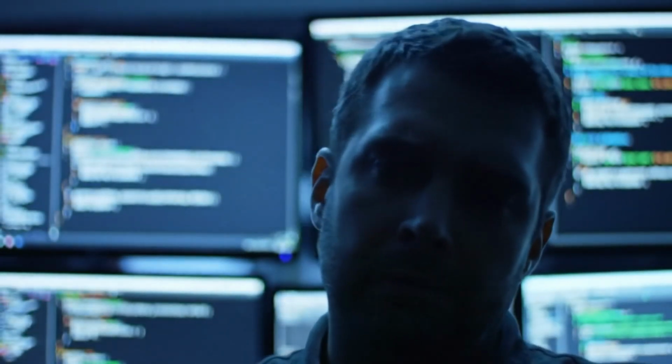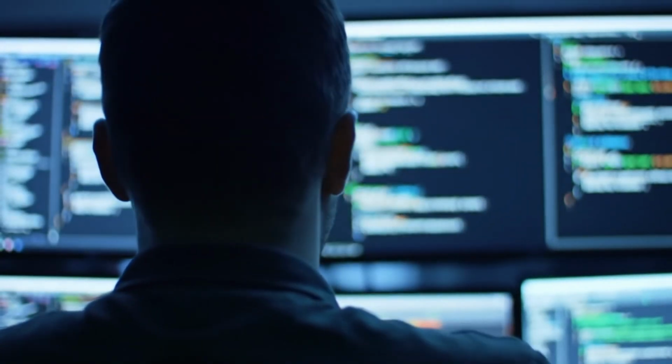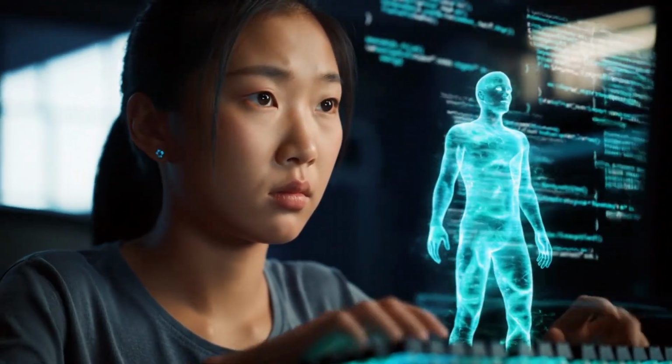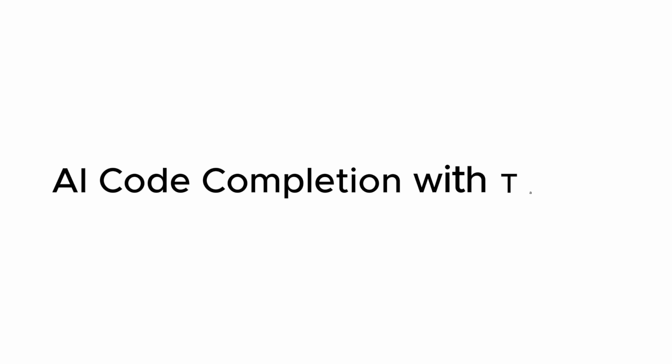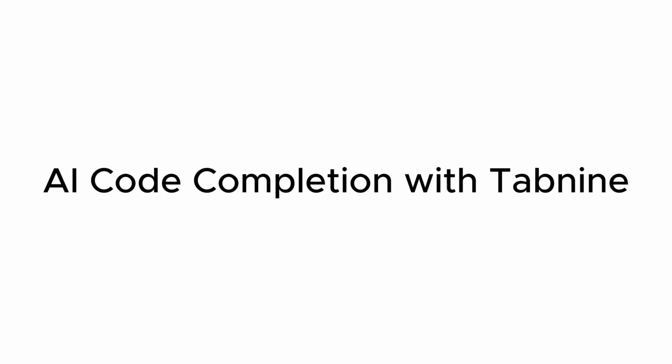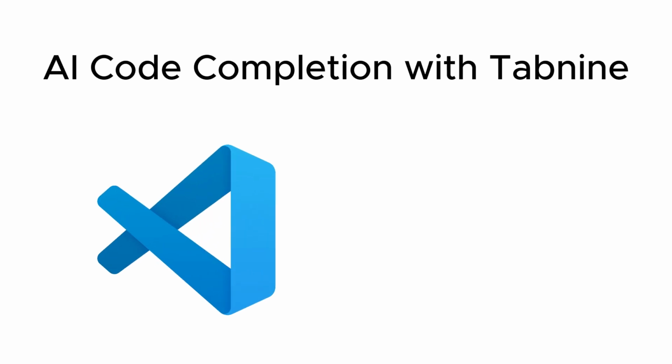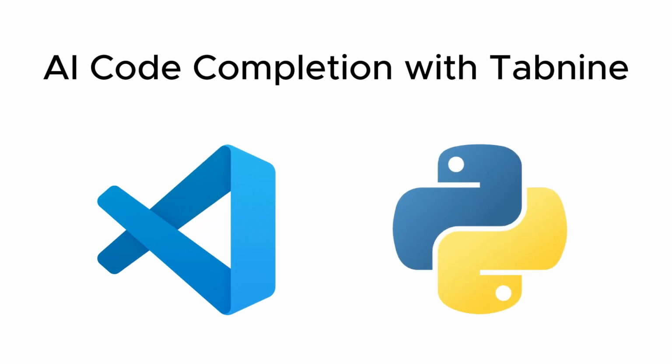Are you tired of writing the same boilerplate code over and over? Do you wish you had an AI pair programmer to help you write code faster and smarter? Well, in this lesson, we're diving into Tabnine, an AI code completion tool that will change the way you code. In this part, we'll set up Tabnine in VS Code and see it in action with a Python project. By the end of this lesson, you'll be writing code with the speed and precision of a pro.